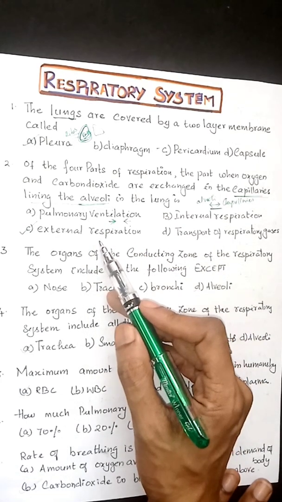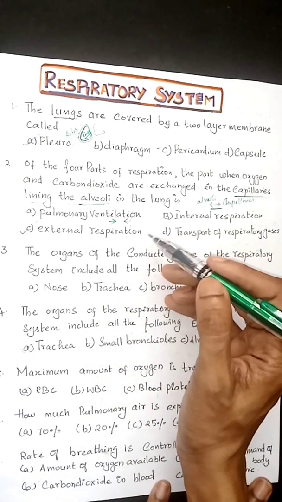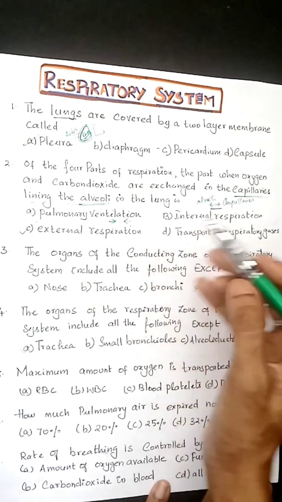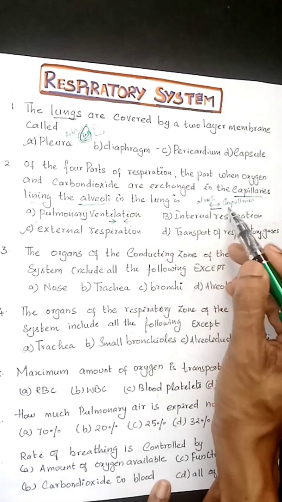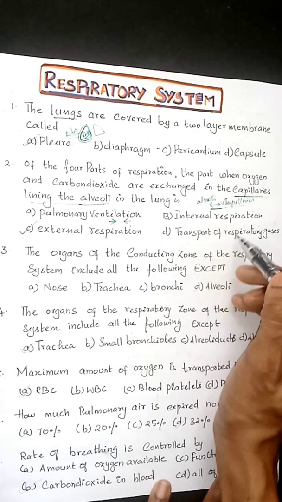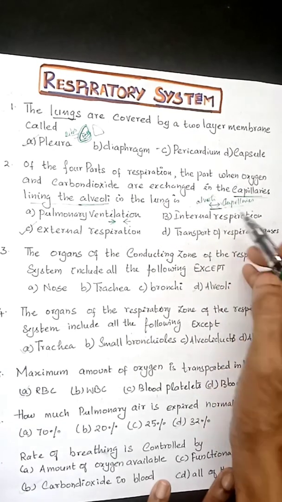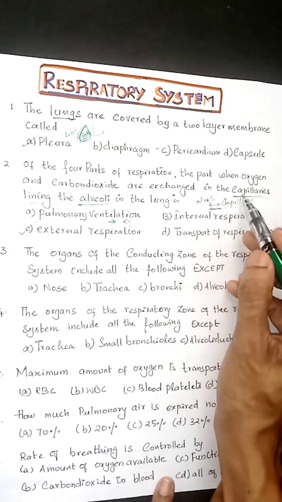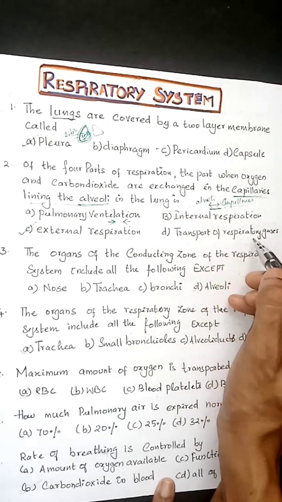Next step is external respiration, that is once the air reaches the level of alveoli, there is exchange between the alveoli and the capillaries. This is called external respiration. Now there is transport of respiratory gases. From here the blood carries the oxygen to all parts of the body. So transport of respiratory gases is the third step.